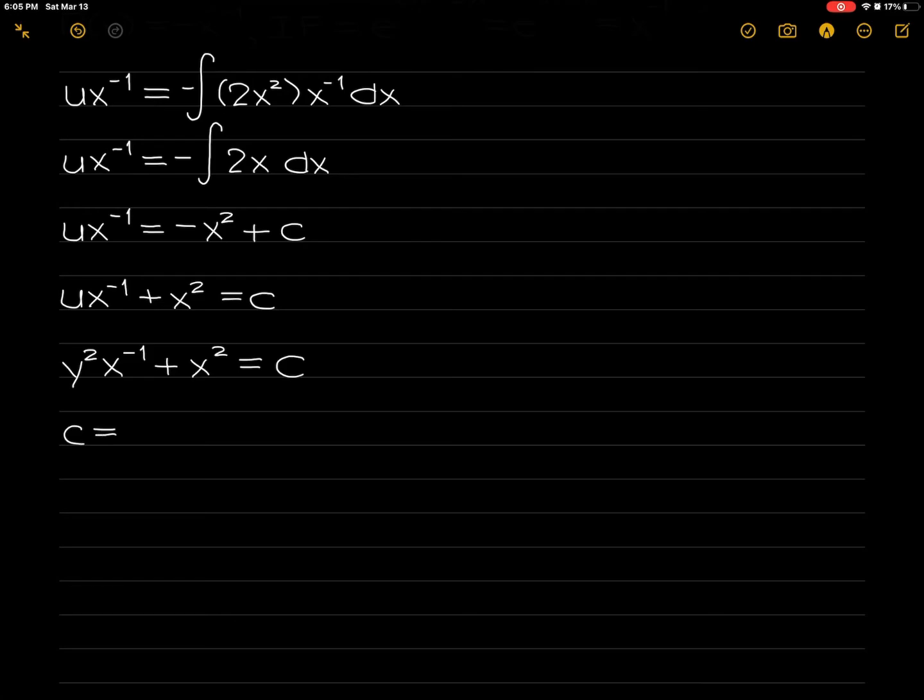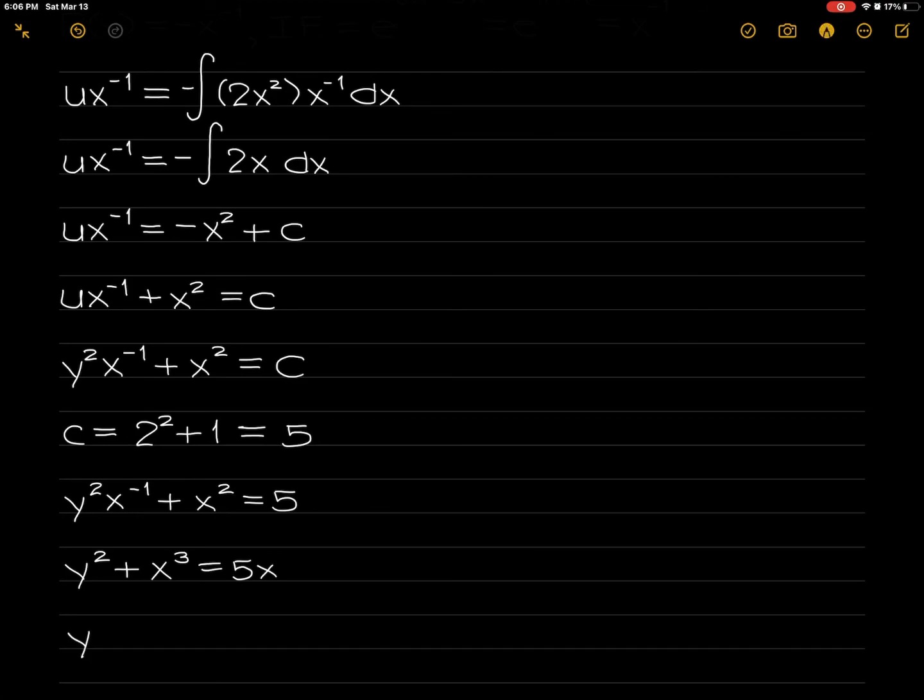We will use the given initial condition to find c, which will give us 2 squared plus 1, which is equal to 5. We will now plug in the value of c, which will give us y squared times x raised to the negative 1 plus x squared equals 5. We will simplify by multiplying each term by x raised to the negative 1, which will give us y squared plus x cubed equals 5x.